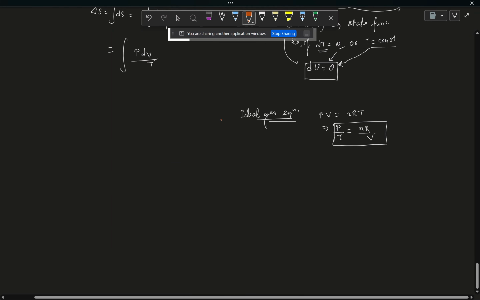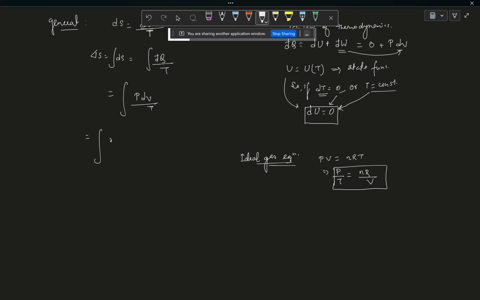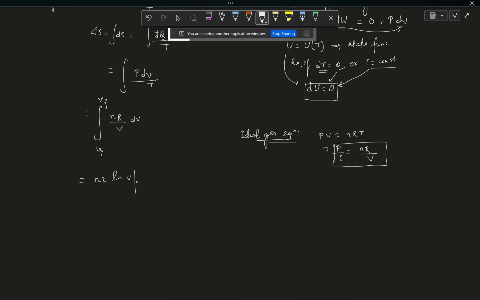So this is P by T is equal to nR by V as per the ideal gas equation. Now you just replace that here, that P by T is nR by V dV, and your initial volume, if it is Vi to final volume Vf, then the integral limits are that. So nR is constant, so it is outside the integral. n is the number of moles, by the way. So this is nR ln V from Vi to Vf.